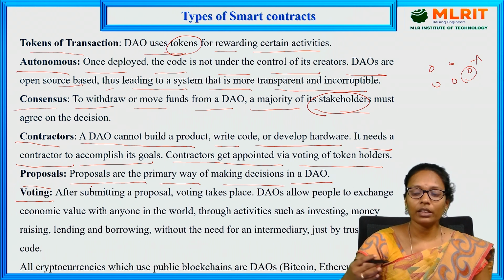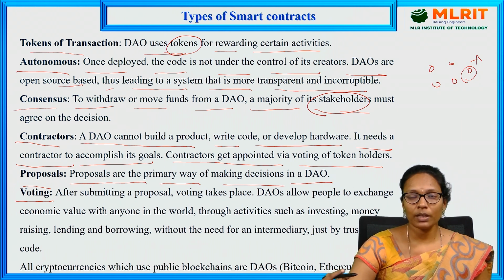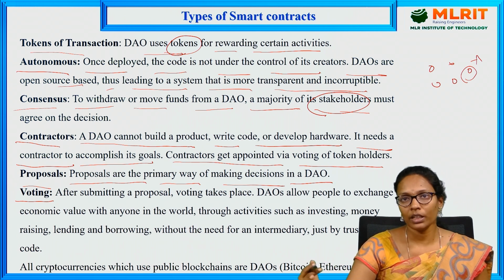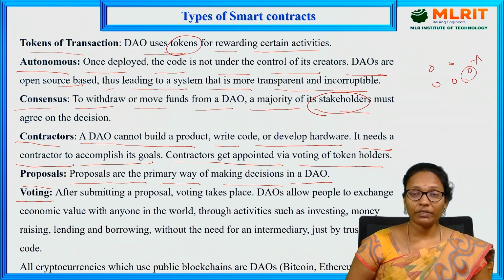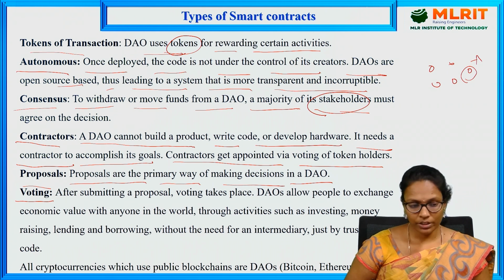Whenever a stakeholder proposes something, the voting will be conducted. Based on the voting, the decision will be taken whether we should go with that or not. So these are the different characteristics of a DAO organization.